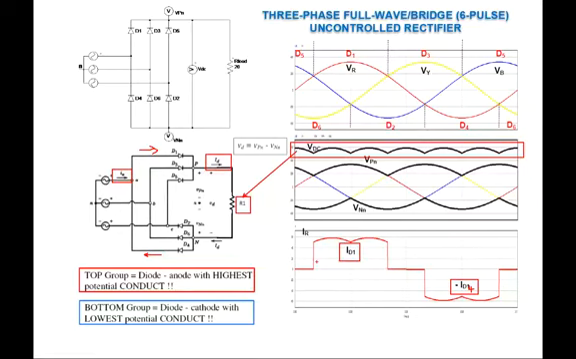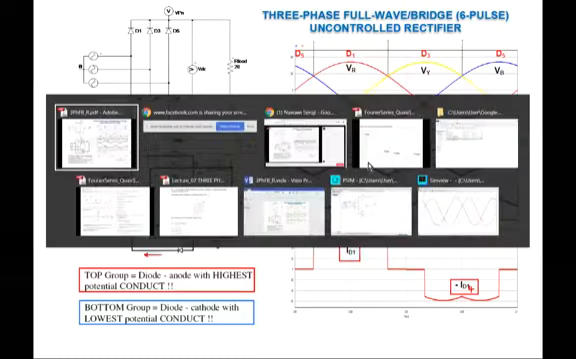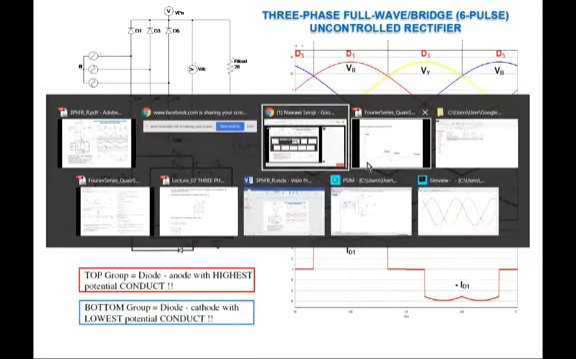Right, so that's all about the output voltage of the three-phase full wave bridge rectifier. Now we're going to look at how to derive the average of the output voltage, the VDC. How are we going to get the equation to describe VDC, the average of the output voltage? For that, we go back to the notes.